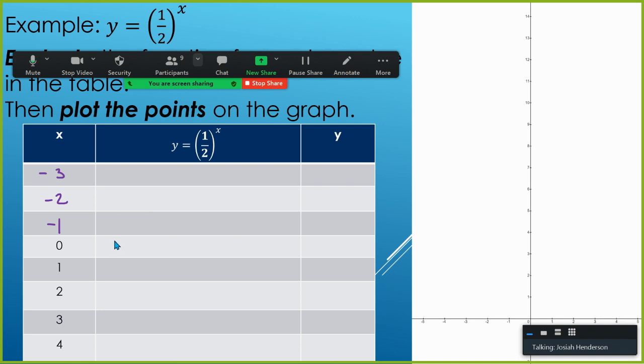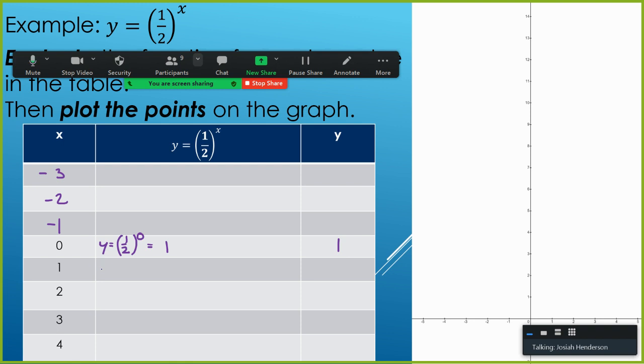Let's start with the 0 and maybe do the positives, and then we're going to back up and do the negative exponents. So we'll take our function, y is equal to 1/2 to the x power, but instead of the x, we're going to plug in 0 for this part of the table. Anything to the 0 power is the number 1. So we plugged in 0, we got out 1. Remember that rule. Anything to the 0 power is 1. It's always a good place to start.